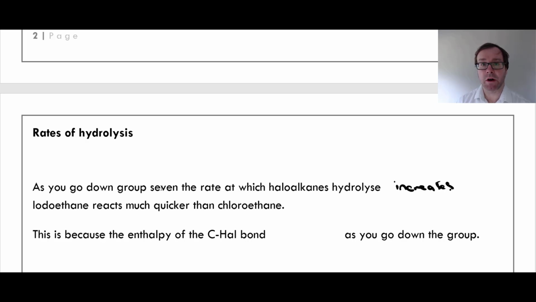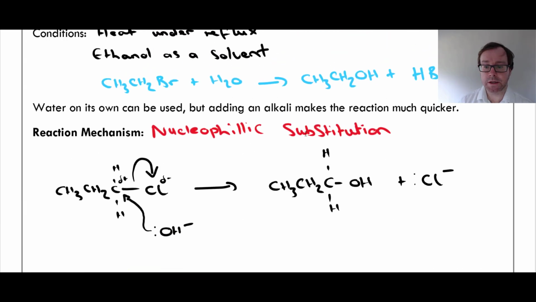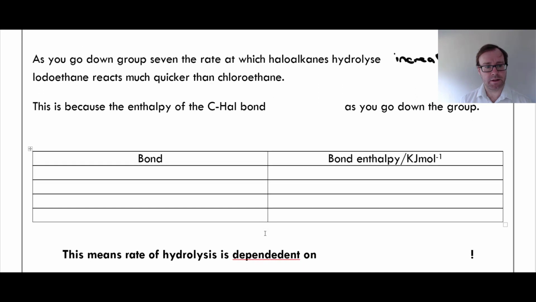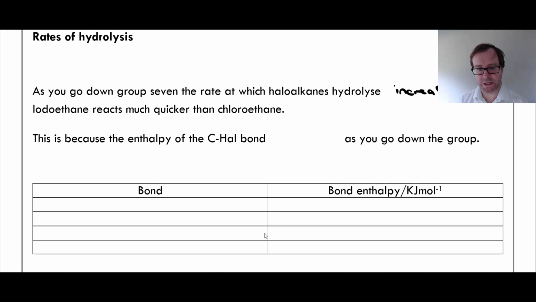And when we're talking about hydrolyze, what we mean is this reaction here. The reaction mechanism is nucleophilic substitution, and we call it a hydrolysis reaction. So we're still forming this alcohol. This is because the enthalpy of the C-Hal bond decreases as you go down the group.